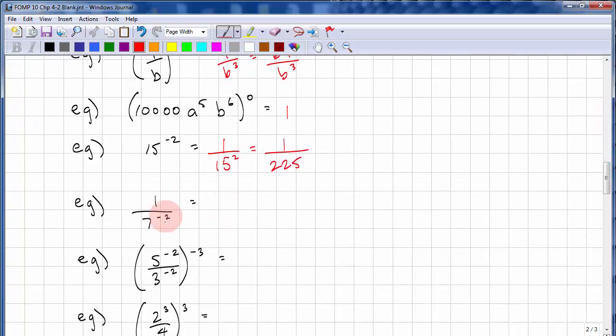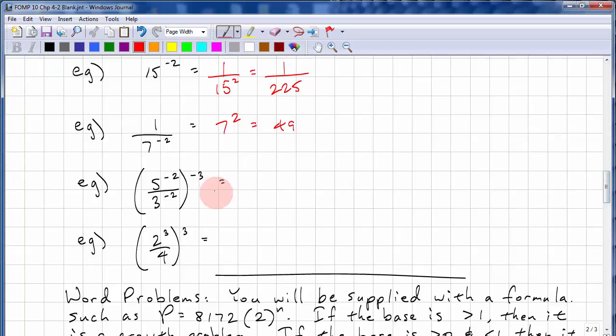We have 1 over 7 to the power of negative 2. This is just 7 to the power of 2, and this is 49. There's 2 ways of doing this. You can flip these both over, or you can just multiply.